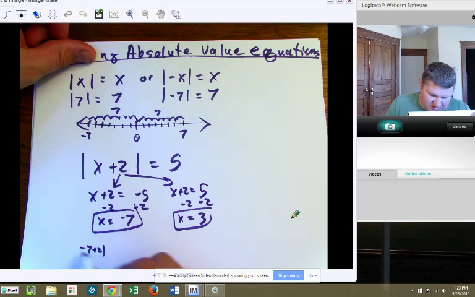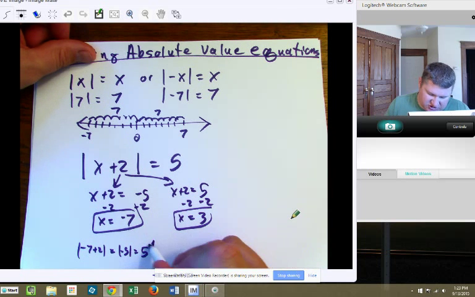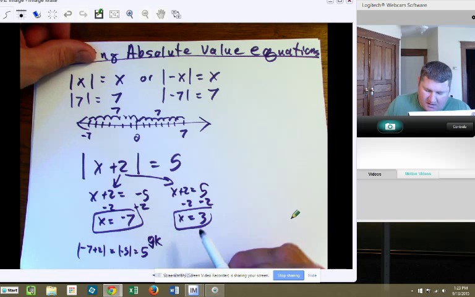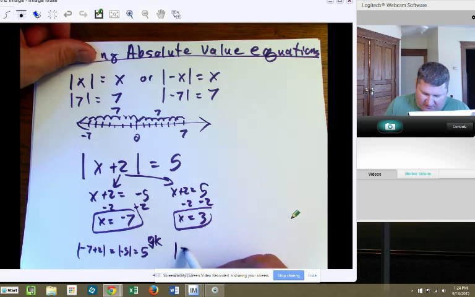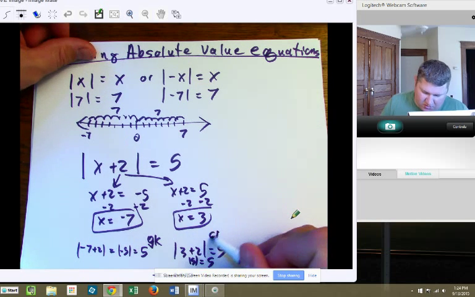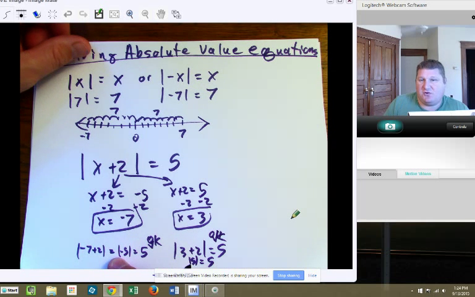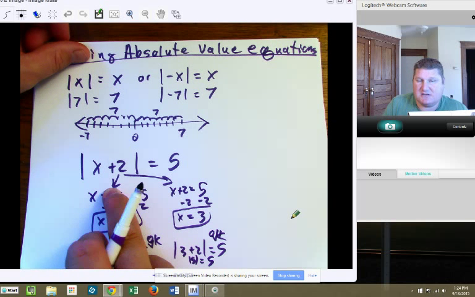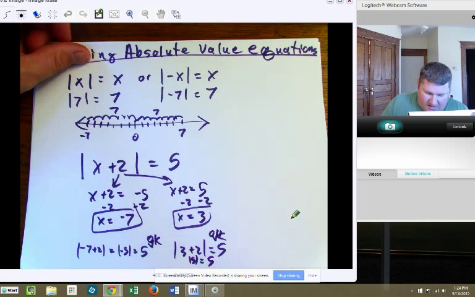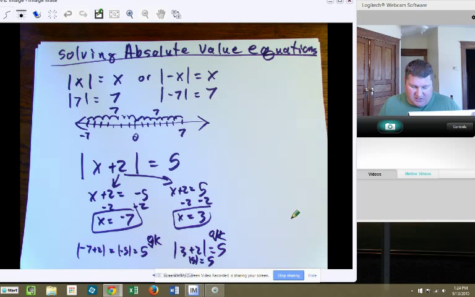Negative 7 plus 2, absolute value. Well, that equals the absolute value of negative 5. The absolute value of negative 5 is 5. Does it work? Yes, it does. Check. Now over here, if I take 3 and say the absolute value of 3 plus 2 equals 5, well, that's the absolute value of 5. The absolute value of 5 is 5. I agree. Check. Now, ladies and gentlemen, when we plug values in, this is called evaluating. So if I wish to evaluate this absolute value, I would simply plug in a value, and see if it works.